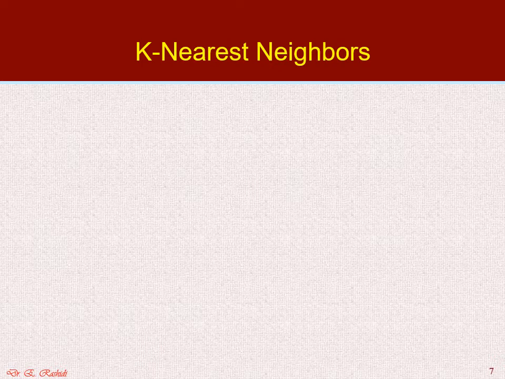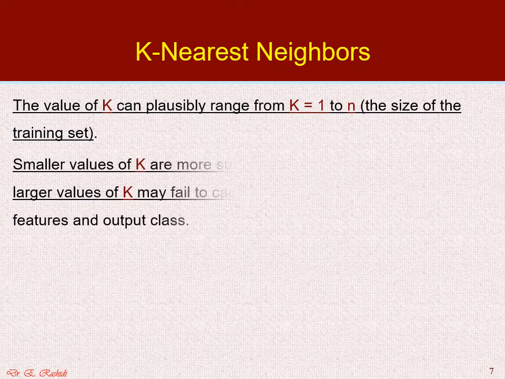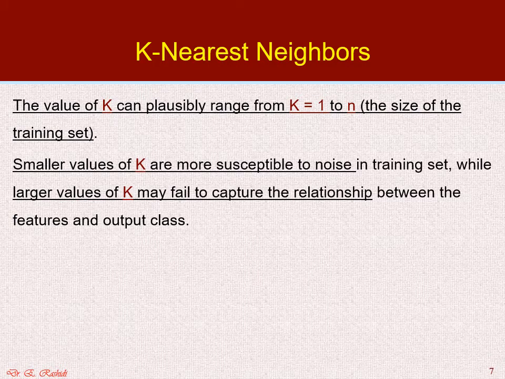The parameter k in the KNN algorithm is a very important parameter. The value of k can vary in the range from only one neighbor to n, the whole size of the training data. Setting smaller values for k would make the model more susceptible to noise in training data, while larger values of k would make the model fail in capturing and detecting the real relationship between the features and output class. So it's important to find the best value for k.